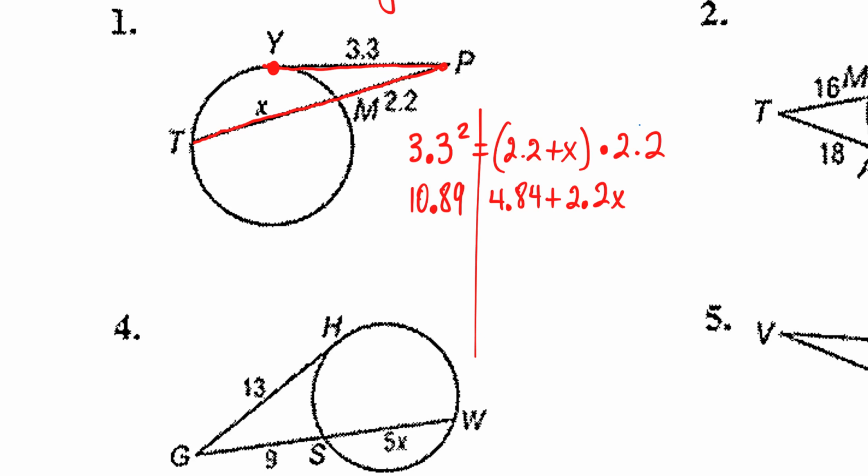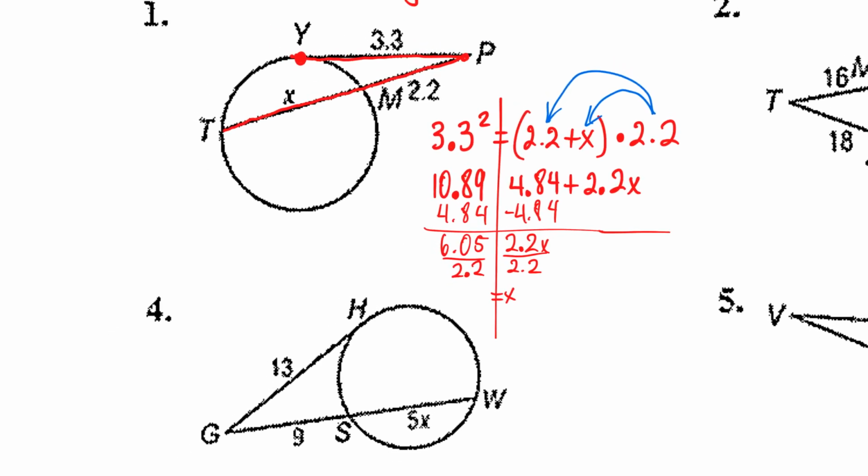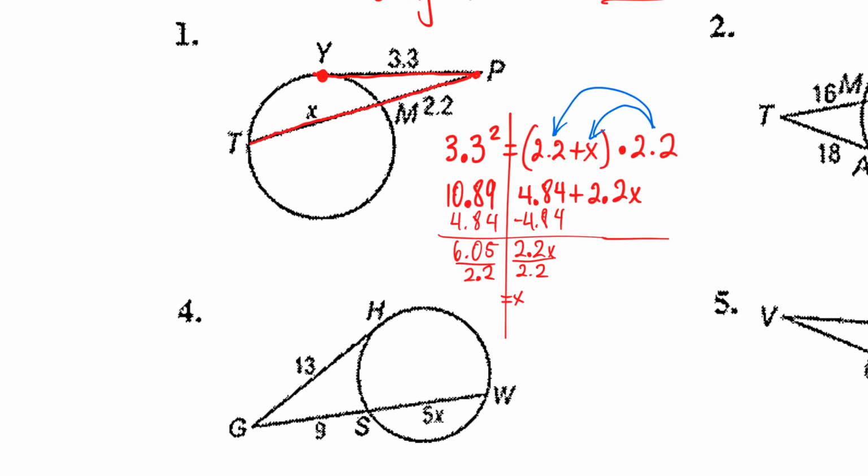So all we're doing there is just distributing, simple algebra. Subtract 4.84. That's going to give you 6.05 equals 2.2x, divided by 2.2. So x is 2.75.